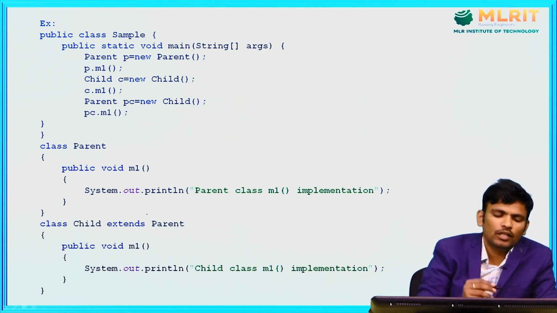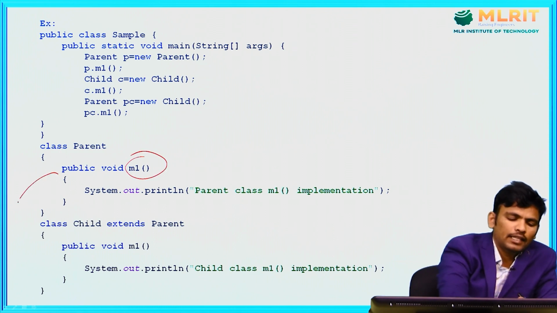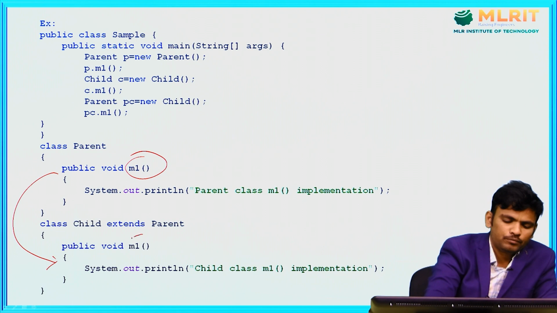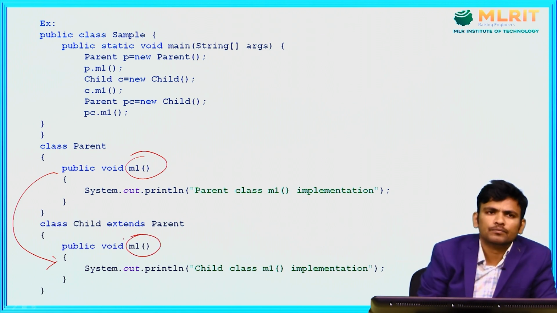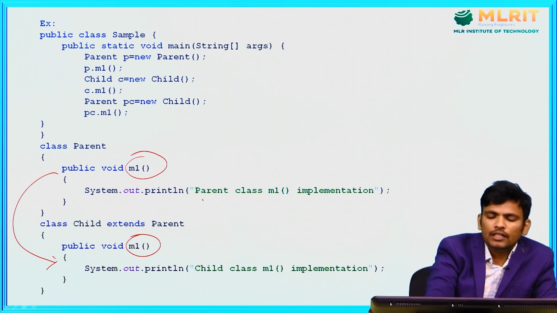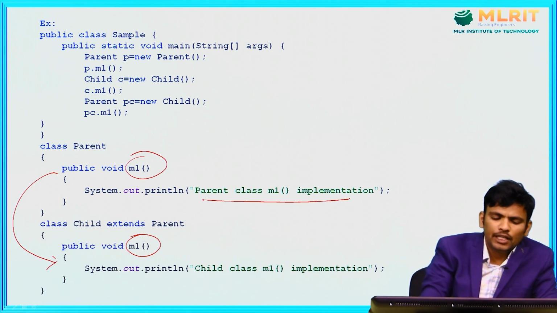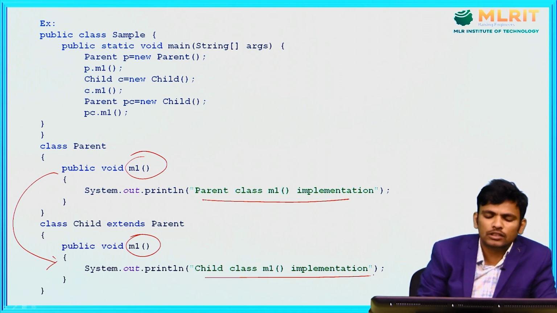See here, in the parent class I have the M1 method, and exactly the same method I am writing here. I am rewriting it, and the implementation is different. You can write your business logic for your understanding, but I am writing only a simple statement: the parent class M1 implementation. And in the child class M1, I have changed the implementation. I just wrote child class M1 implementation.